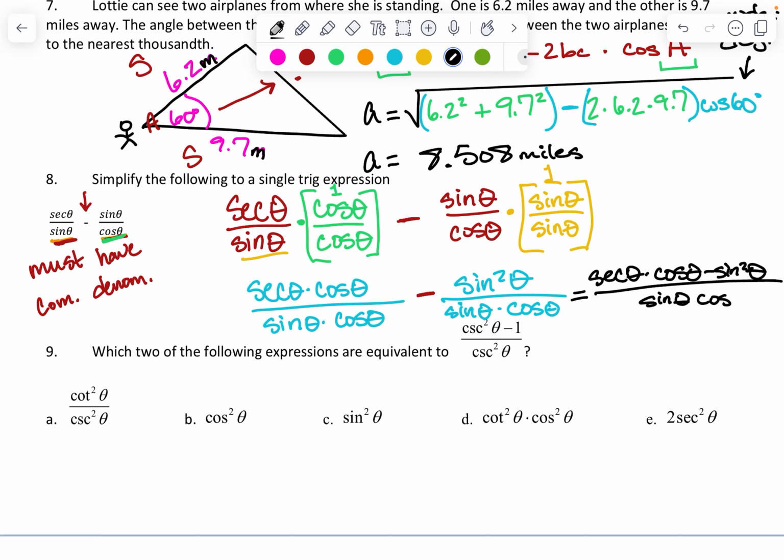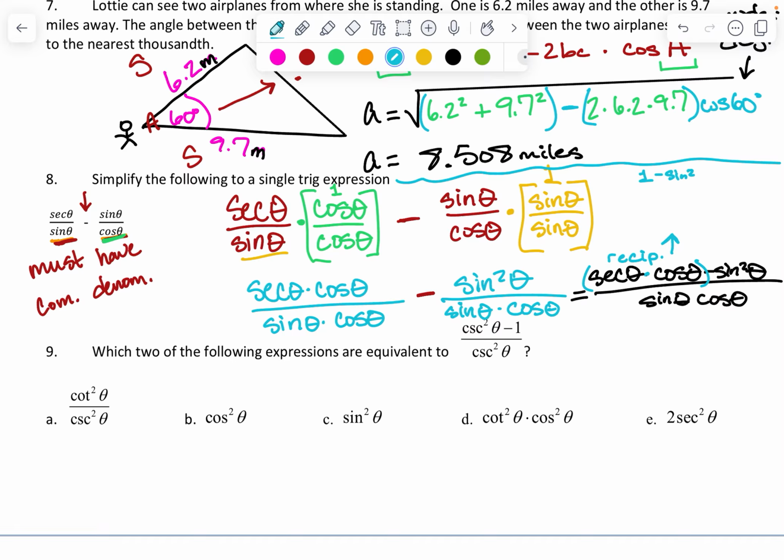Now, I am running out of room, but it's still not as simplified as it can be. I'm trying to write it as a single trig expression. So I've still got work to do. Using your hexagon and just hopefully your knowledge at this point, you'll remember that secant and cosecant are reciprocals, which means when you multiply them together, they give you 1.